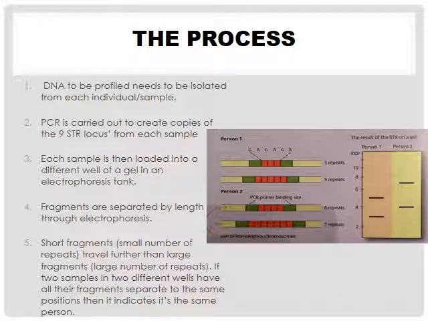You turn on your electrophoresis machine and it will then sort the fragments based on their length. As we know, the larger ones will travel less distance, whereas the smaller fragments will travel more distance. Because we're using STRs, and the thing that differentiates them is how many times the sequence is repeated, the more times it's repeated, the longer that fragment will be.